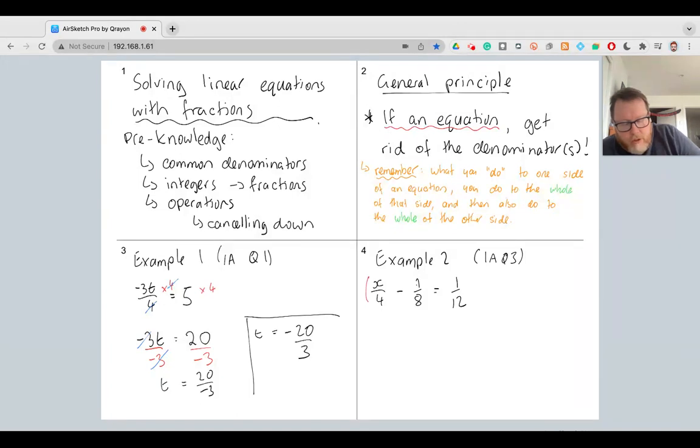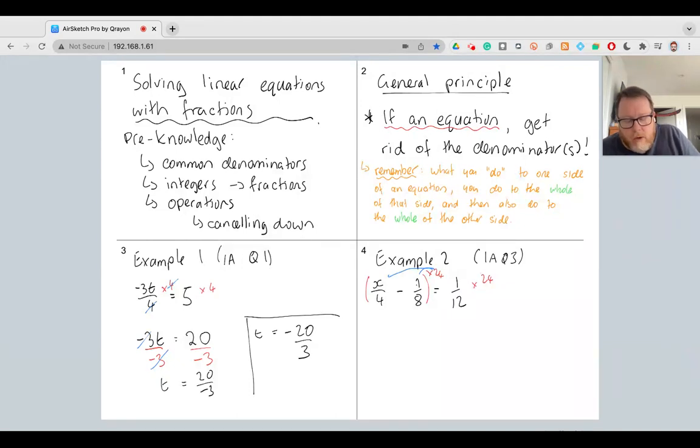Just bear with me. Notice I'm multiplying the whole of this side by 24 and the whole of this side by 24. Okay? Now we know by the distributive law that multiplying by 24 on the left-hand side means each thing on the left-hand side needs to be multiplied by 24. Now, I'm going to have to verbalize this because I don't want to do too much overwriting, but just pay attention to what I'm doing here.